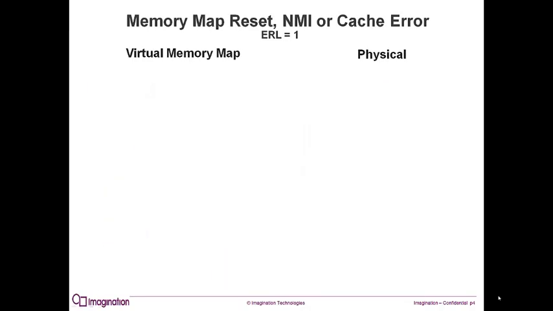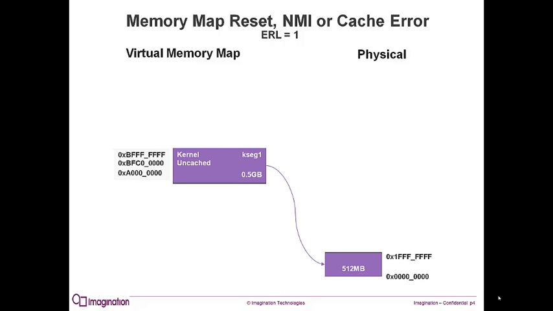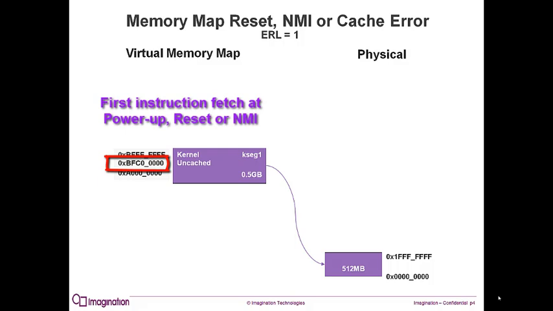This is the memory map at boot time before the cache or TLB is initialized or when an NMI or cache error exception occurs. The boot code must be in KSEG1, which is always fixed mapped to the lower 512 megabytes of physical memory. This segment contains the boot exception vector 0xBFC00000, which is where the CPU will start fetching instructions at power up or reset.